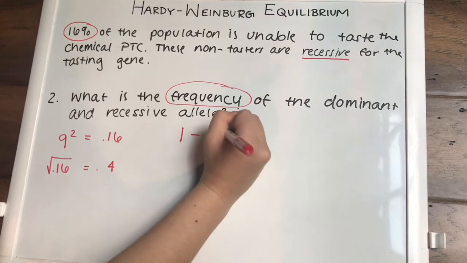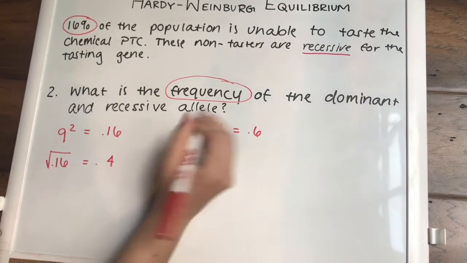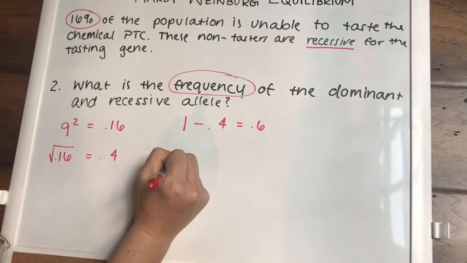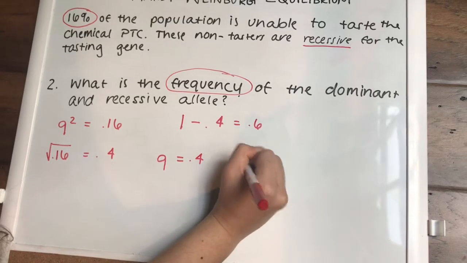To find the q value, we must take the square root of q squared. When we do this, we find that q equals 0.4. Since p plus q must always equal 1, we simply subtract 0.4 from 1 to get the value of p, which is 0.6.